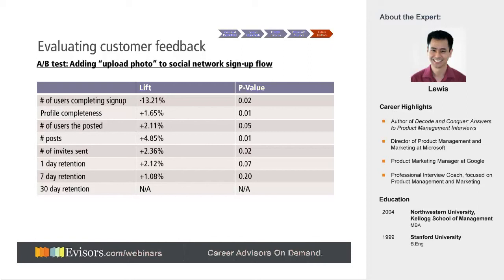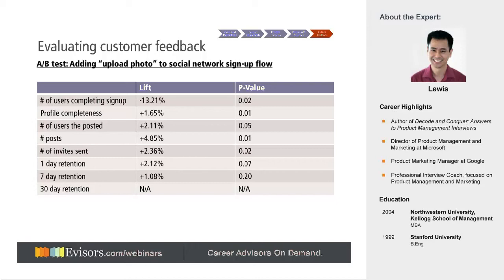I've got an example for you right here. And let's say this is A/B test data for a social network. They're trying to evaluate changing the upload photo stage from after the sign-up flow to during the sign-up flow. And you can see here in the second column that there are different measures that they're evaluating. They're like, okay, if we move this up into the sign-up flow, we want to see engagement increase. And you see a lot of positive things here.